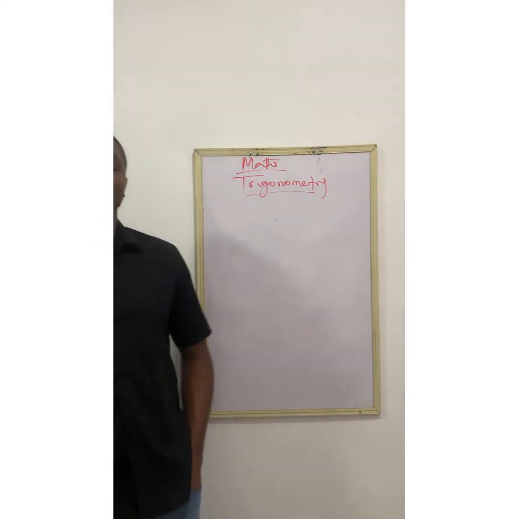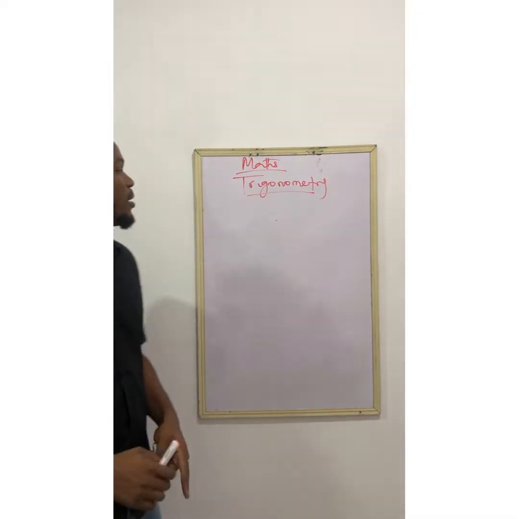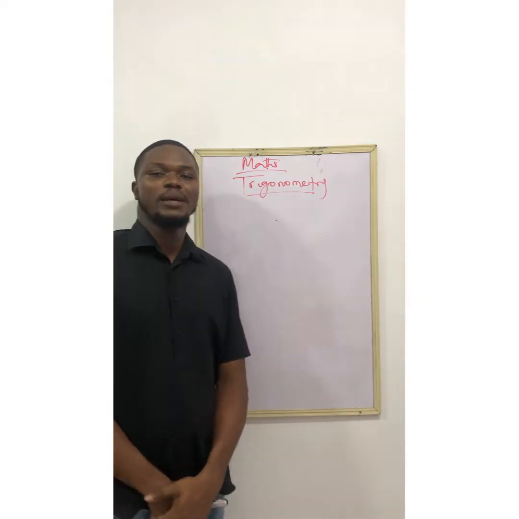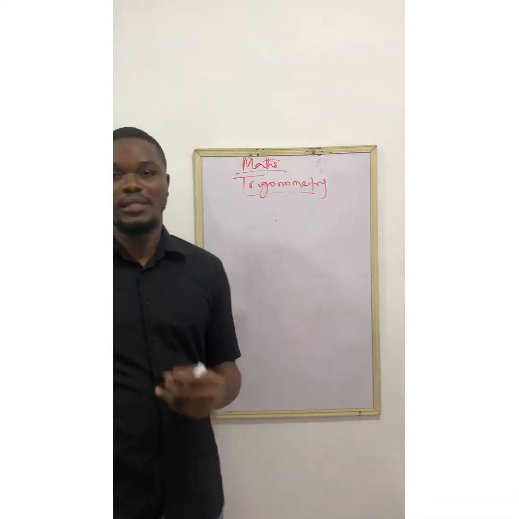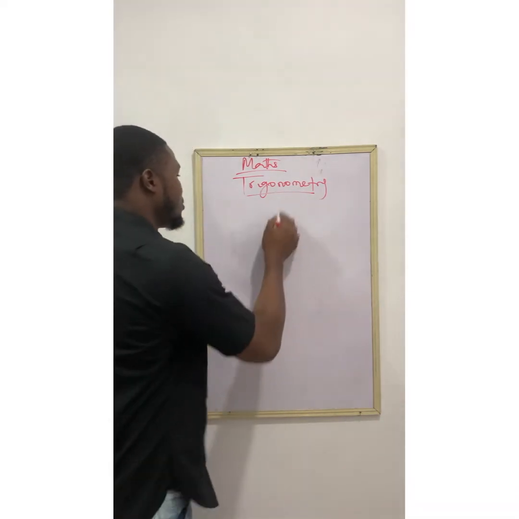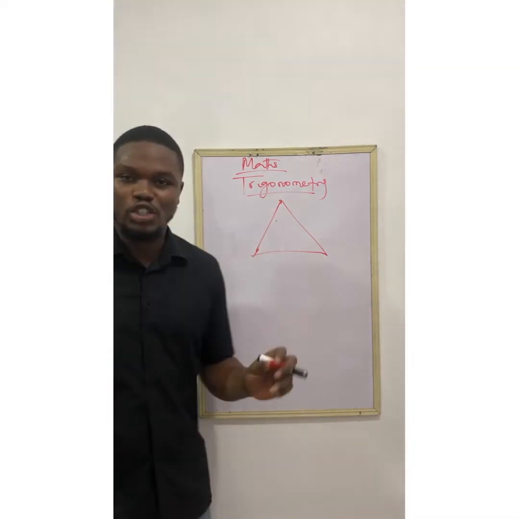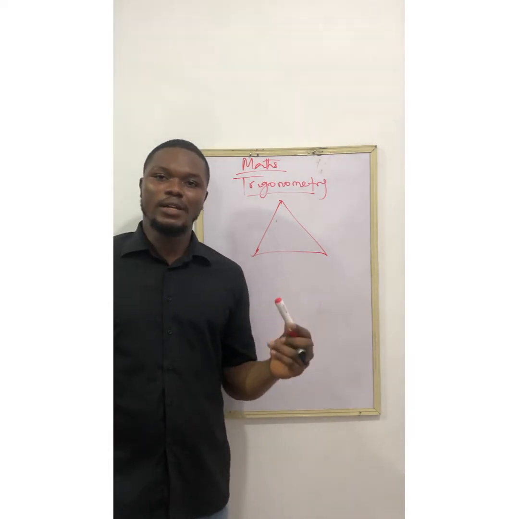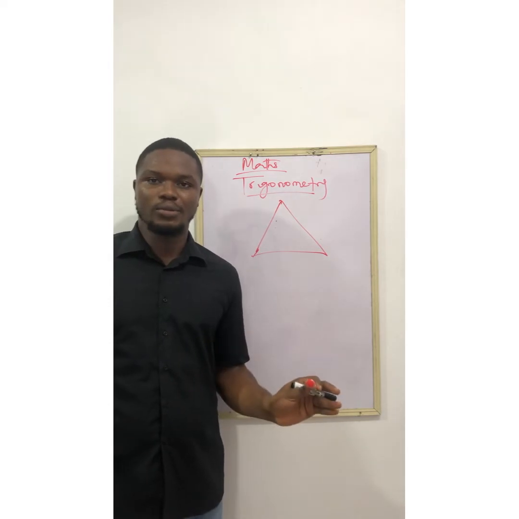So today we shall be looking at a topic in mathematics, a very important topic, and that topic is trigonometry. Alright? So, what is trigonometry? Trigonometry is an aspect of mathematics that deals with triangles. And you know a triangle is a shape that has 3 sides and 3 angles. So in trigonometry, you deal with triangles.